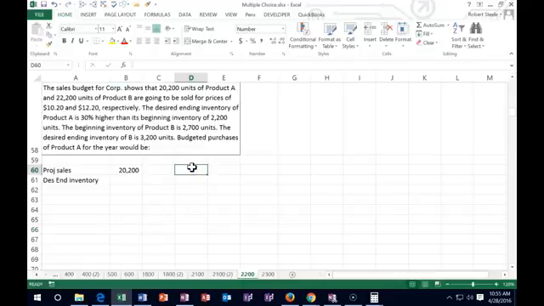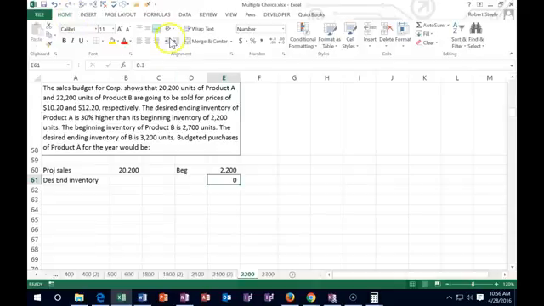Now they're going to give us the beginning number. That's what we'll typically know, and then we're going to calculate off that what the desired ending is. So they tell us that here. The desired ending inventory of product A is 30% higher than its beginning inventory. So I'm going to do that in a separate calculation. We're going to say the beginning inventory is 2,200. And we want it to be 30% higher because it's going to be 30% higher for the ending inventory. So that would be 0.3, 30%.